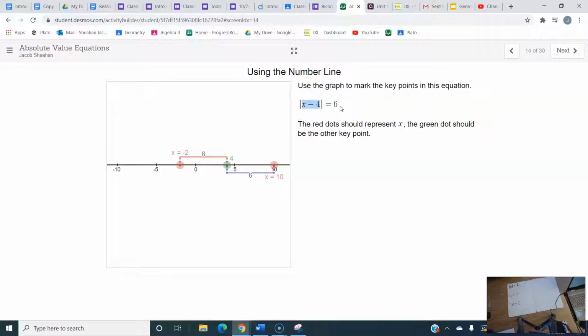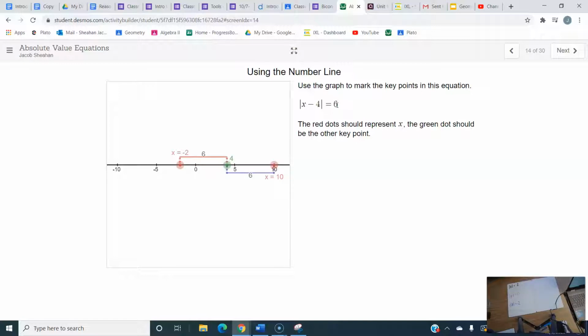Because what this question is actually asking is what numbers, what x's, are a distance of 6 away from 4. Okay? And what you'll see here is, here's 4 in the middle. One number that is a distance of 6 away from 4 is 10. And another number that is a distance of 6 away from 4 is negative 2. Okay? So what you'll see is when we have this happening, we have two possible answers. We could have either went left on the number line or we could have went right on the number line.